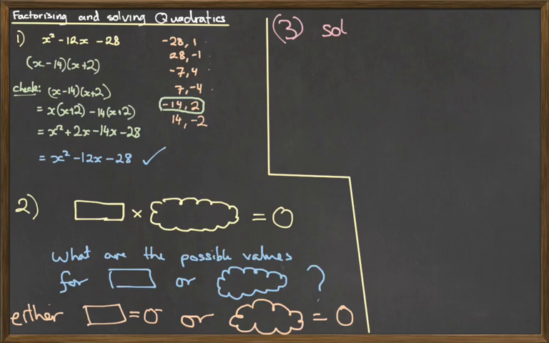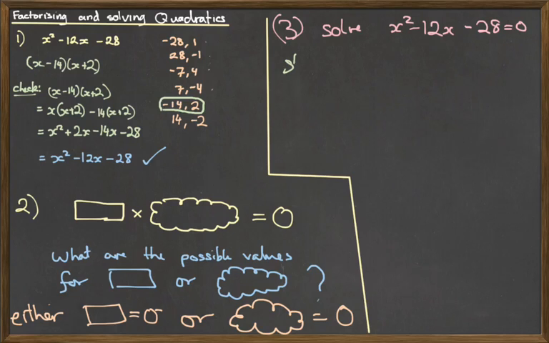So this question says, solve x squared minus 12x minus 28 is equal to 0. What does solve mean? Well, solve means I need to find out what the value of x is for this equation to make sense. Okay, that's what solving is. Notice how in question 3 the left-hand side of that equation, x squared minus 12x minus 28, is the same as the expression in question 1. Okay, you can see why I did question 1 now.